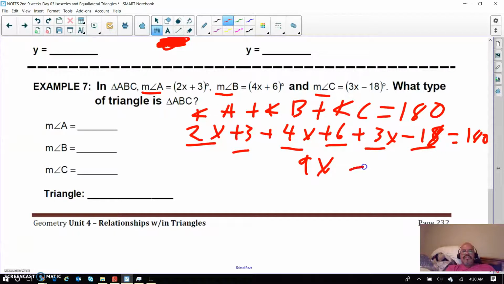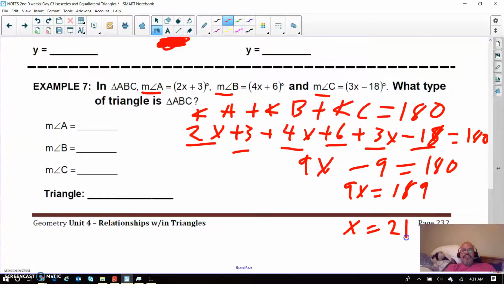That is equal to minus 9. You're going to add 9 to both sides. So we have 9x is equal to 189. So x is equal to 21. That takes care of that part.